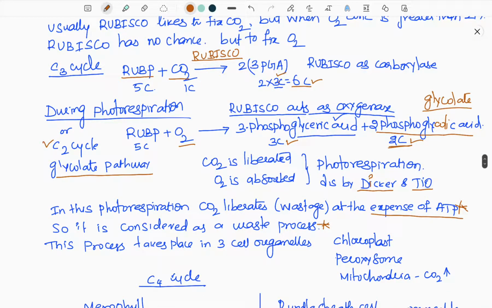This photorespiration takes place in three cell organelles. We know photosynthesis takes place only in the chloroplast, but photorespiration takes place in chloroplast, peroxisome, and mitochondria. In mitochondria, the so-called decarboxylation takes place. What I was telling you for the last few minutes, decarboxylation takes place in mitochondria.